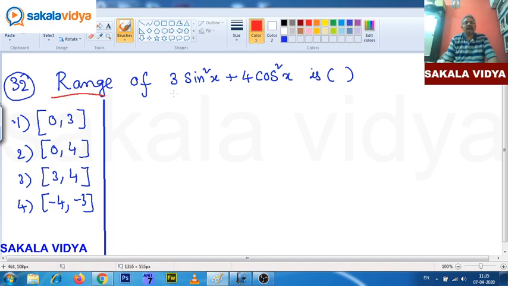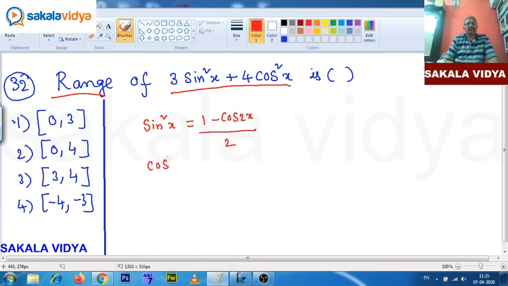Range of 3 sin square x plus cos square x plus 4 cos square x. Period means pi. Okay. So, what is the plan? Here we need to apply sin square x is equal to (1 minus cos 2x) by 2, and cos square x is equal to (1 plus cos 2x) by 2. Just write down these two values and simplify. This is our plan.